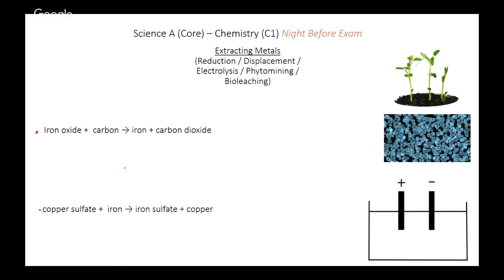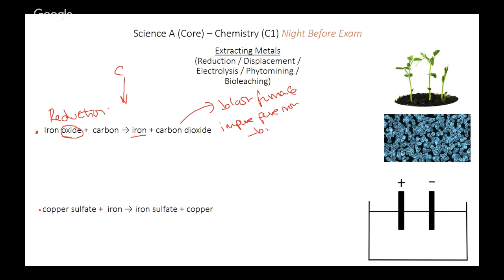Think about what's happening. Well done if you said that that was a reduction reaction, called reduction because you're removing the oxygen from the iron, leaving iron and carbon dioxide. So really useful if things are below carbon in the reactivity series, you can use reduction. So this one will often happen in a blast furnace. You get quite impure iron out of it, which is a bit of a problem. It can be quite brittle.